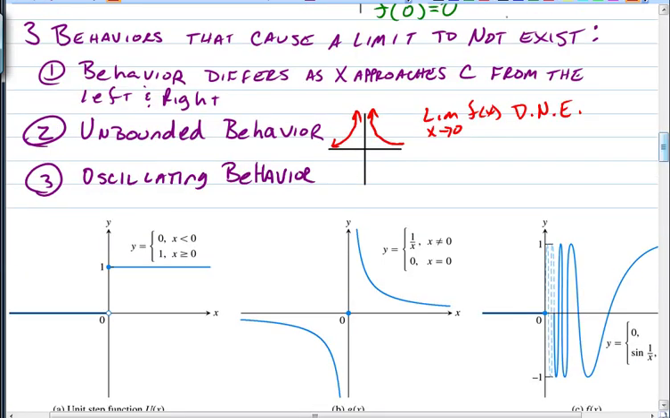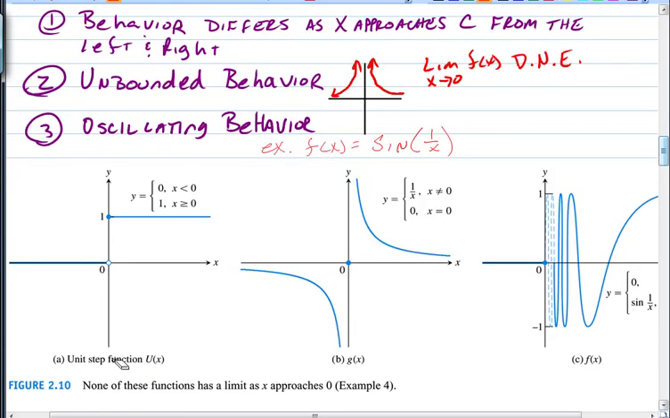And an example of that would be f of x equals sine of 1 over x. And I think that's what this is a graph of. If you graph this on your calculator, you'll see the function just start bouncing wildly back and forth as x gets closer and closer to 0.